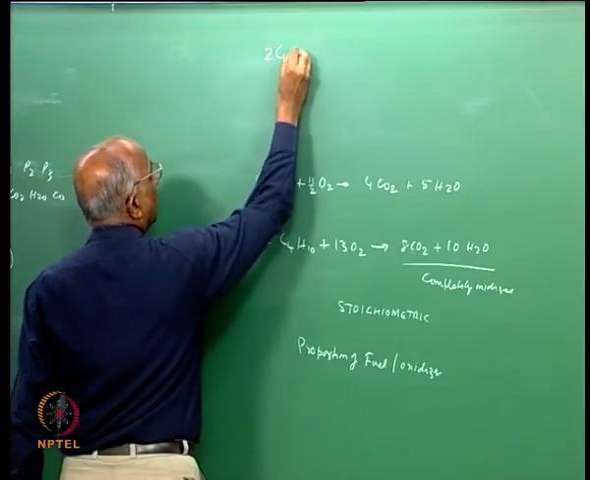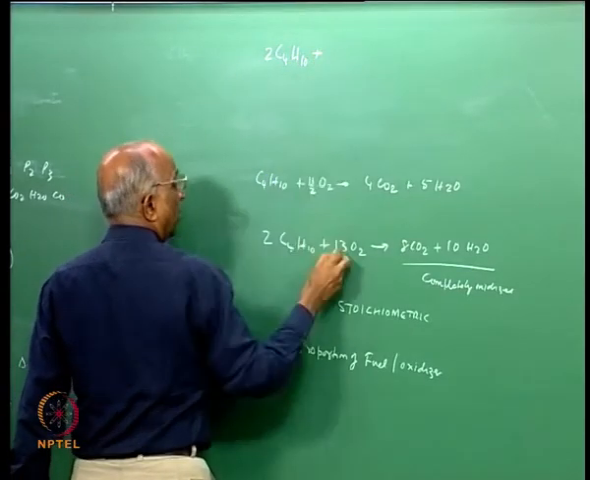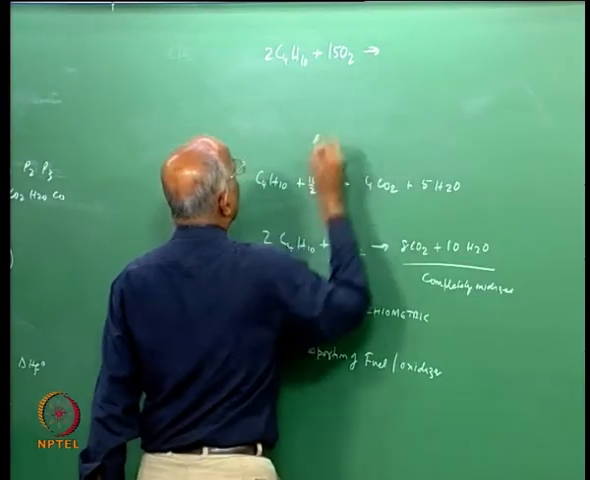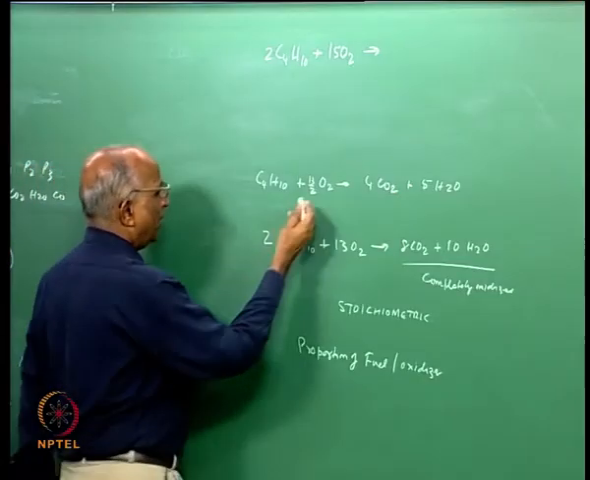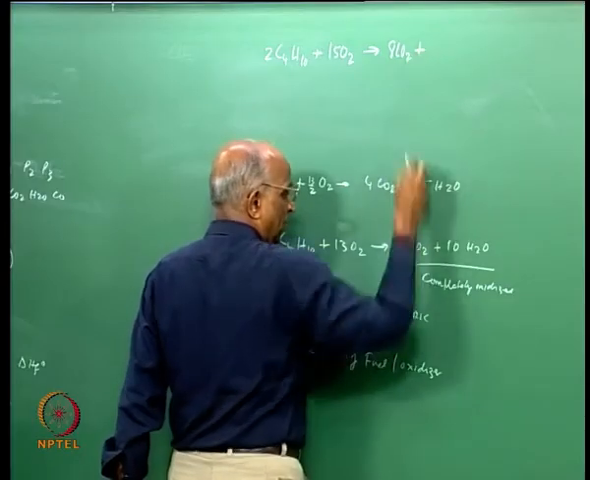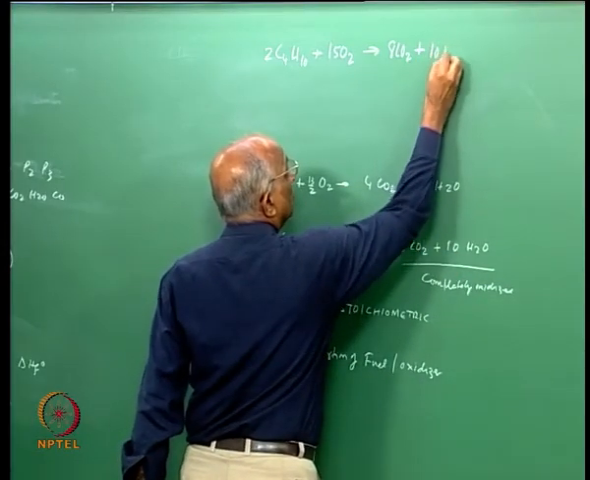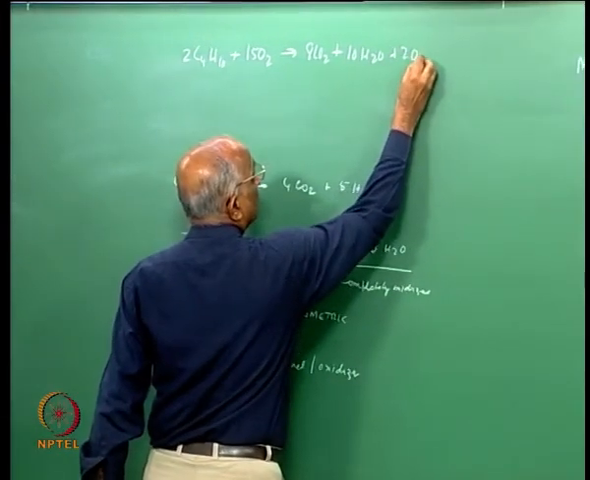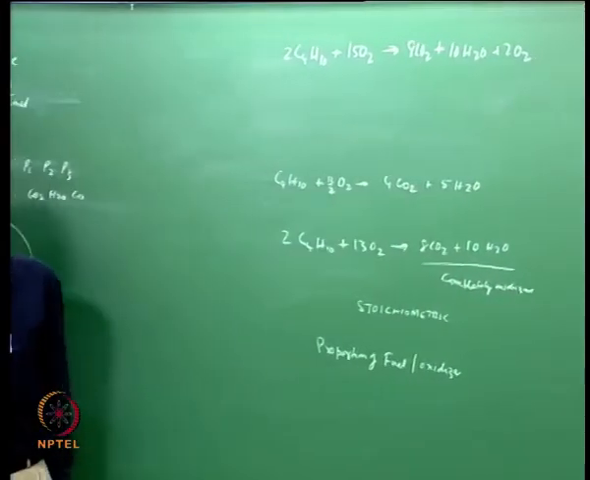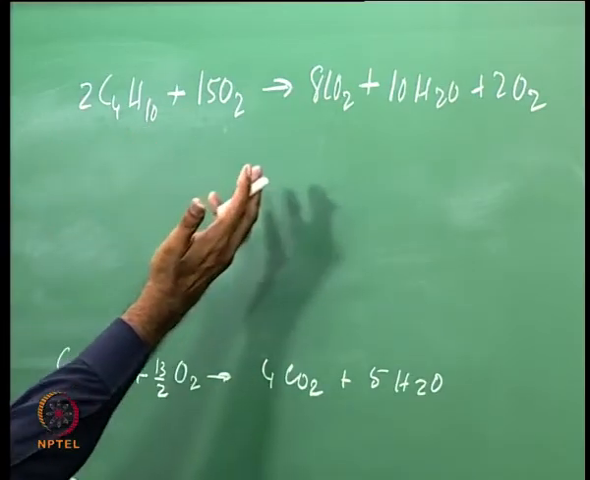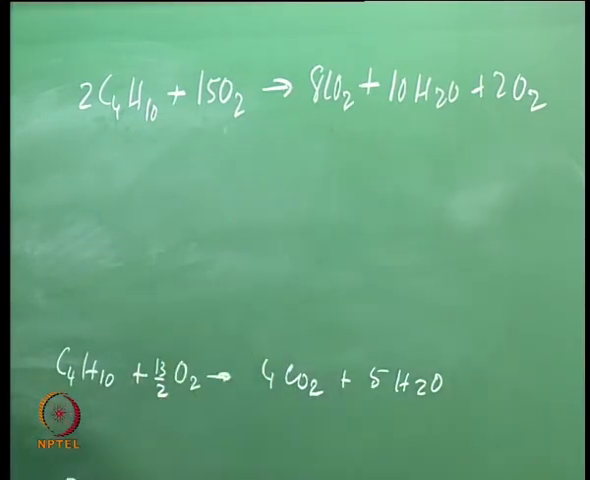2C4H10 plus 15 O2 gives me, again, what is this reaction going to give me? I have excess oxygen, therefore I still get 8 CO2 plus 10 H2O, plus I am left with 2 of oxygen. Is it all right? Because I have more oxygen than required, the oxygen first oxidizes the carbon and the hydrogen to form carbon dioxide and water, and this is what I get.